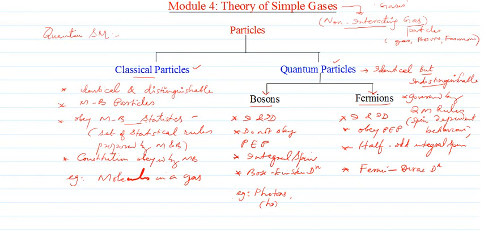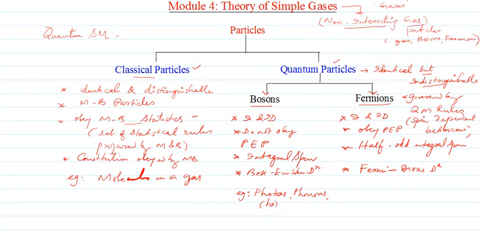Now another common example is phonons. Phonons are also bosons. You know that they are the quanta of vibrations, the quantized vibrations. In solid state physics, you will come across the behavior of phonons also. So there are so many examples. Photons and phonons are two common examples of bosons, right?